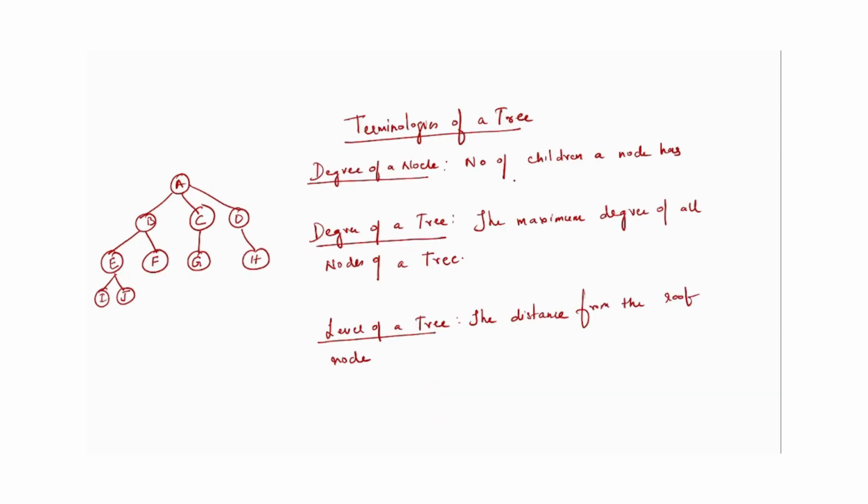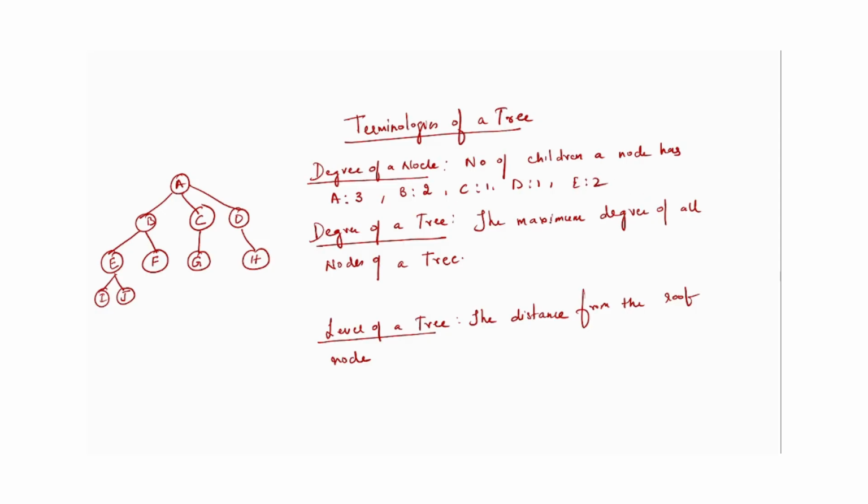Degree of a node, number of children a node has. So what is the degree of A? A has 3 children, therefore I can say 3. What is the degree of B? B has 2 children, I can say 2. Degree of C, 1. Degree of D, 1. Degree of E, 2. Right?